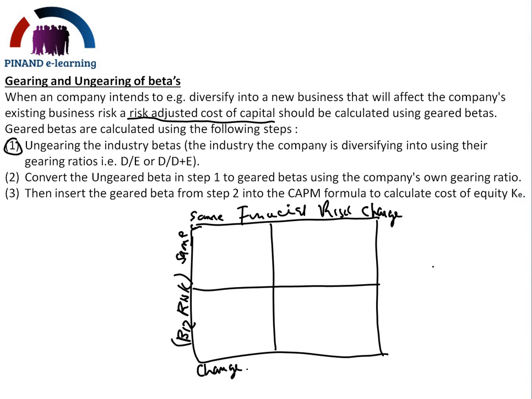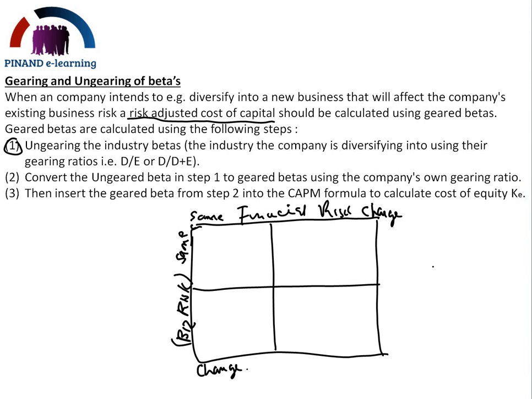Now, the thing is this. If a business wants to diversify or it wants to appraise a new investment, many times it's not appropriate to use this existing cost of capital in appraising that investment. It means that for this new project, the company is expected to calculate a risk-adjusted cost of capital that reflects probably its existing business risk and that of the new business it is diversifying into, providing its financial risk doesn't change.